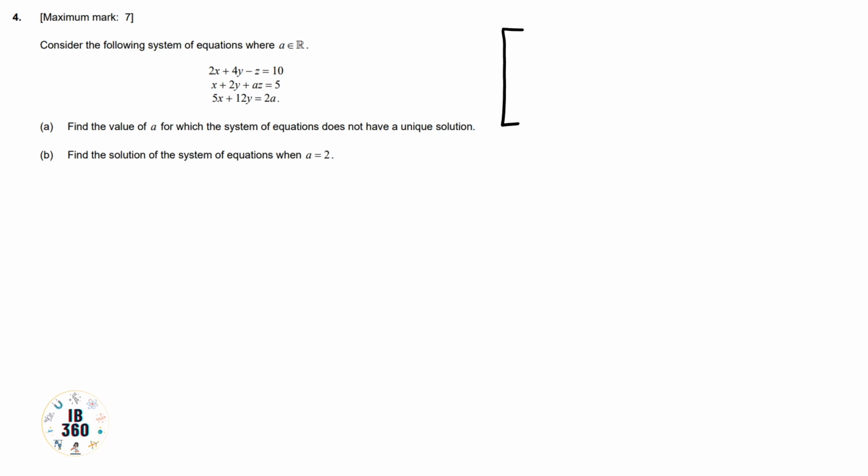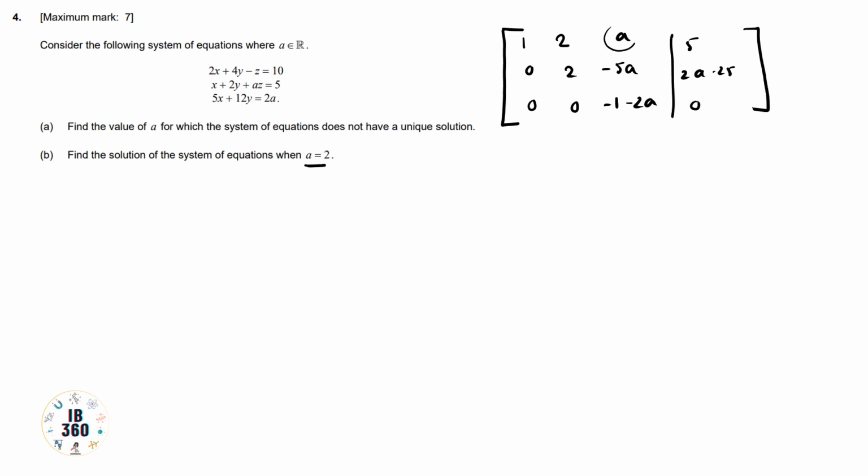So the reduced matrix was 1, 2, 2, 1, then 0, 2A, minus 5A, and 0, 0, minus 1, minus 2A, and here the values were 5, 2A minus 25, and 0. But after putting the values of A, here as you can see the value of A is 2. So in this particular section, we are giving the values for A, then 5A, 2A, and 2A minus 25.